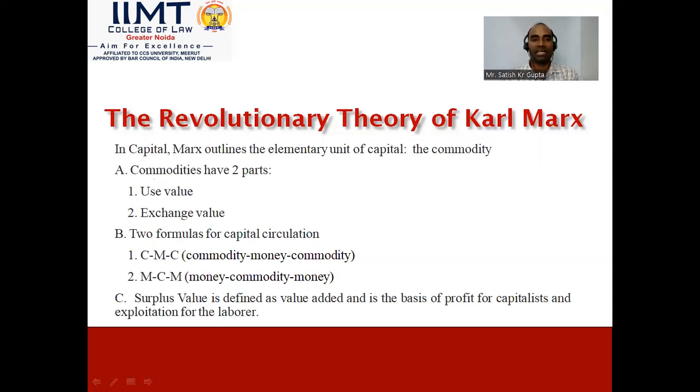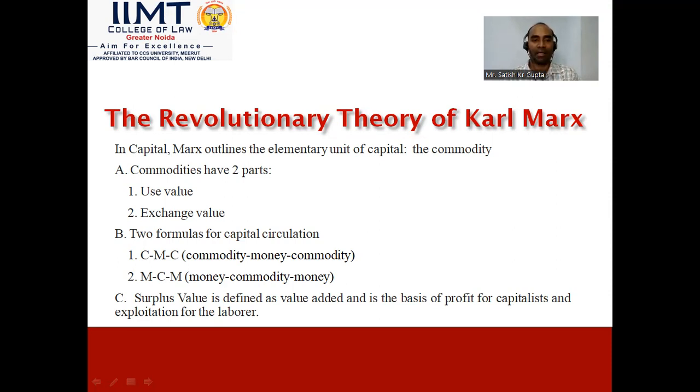So here we can see that in Capital, Marx outlines the elementary unit of capital, the commodity. The commodity has two parts. The first one is use value, and the second one is exchange value. Use value is what the commodity is worth and how we can use that commodity. The second one is the exchange value. Exchange value means if we exchange that commodity for other things, then the amount or the exchange rates, and whether the fixed values of the products exchanged are equal or not.